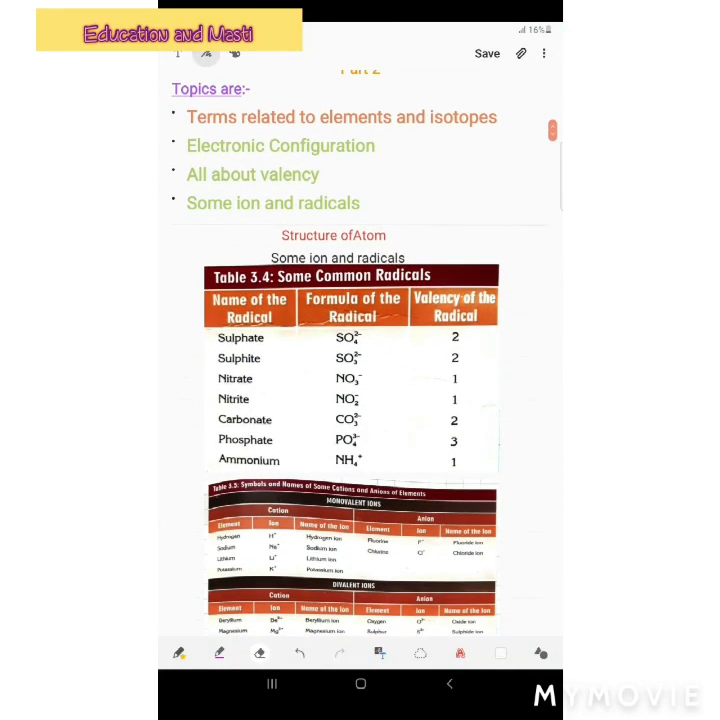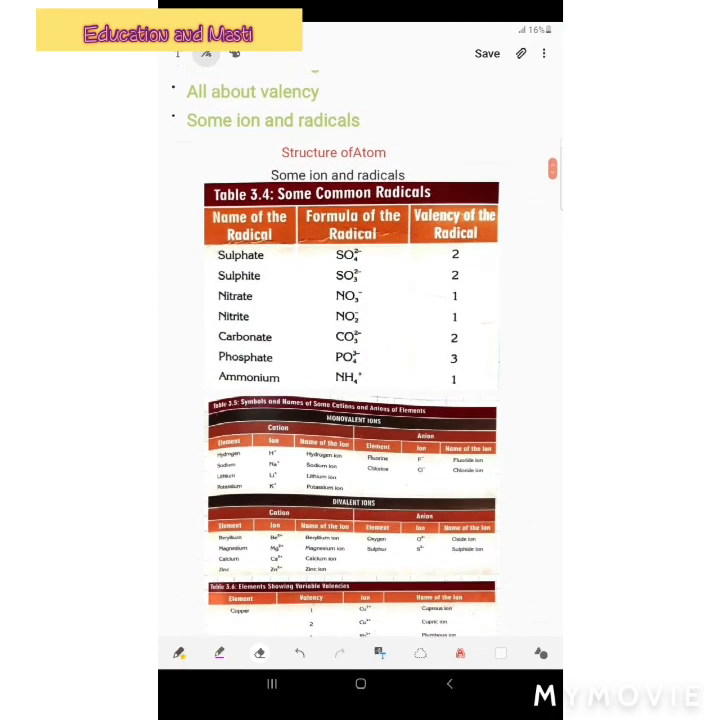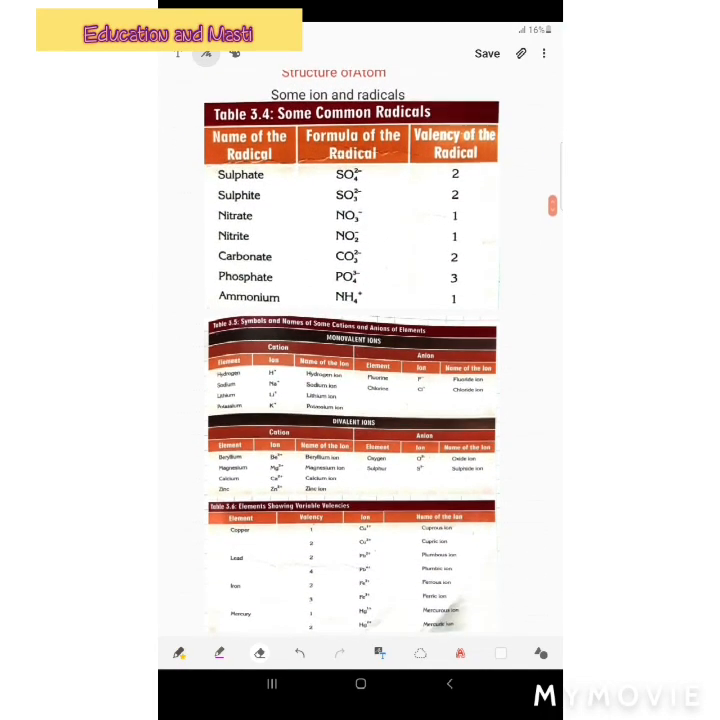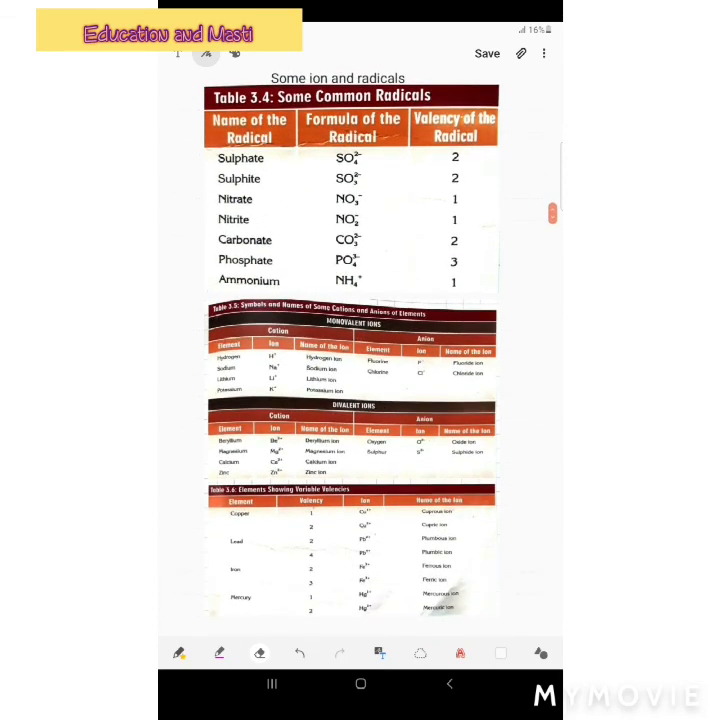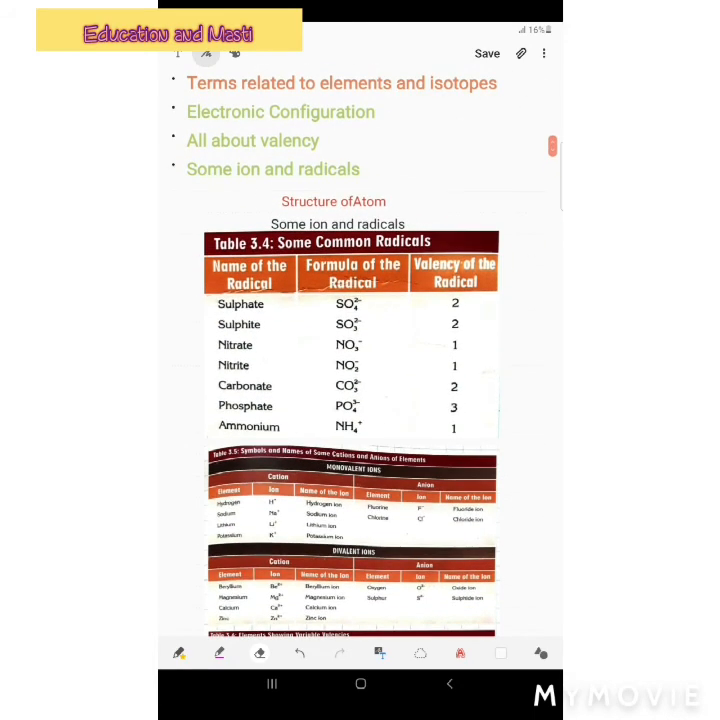Some ions and radicals. Here we will be seeing some common radicals, some monovalent and divalent ions, and some elements that exhibit variable valency. Here we will see an overall view with examples. So let's see some radicals here. We have sulfate, sulfide, nitrate, nitrite, carbonate, phosphate, ammonium. Their valencies and their formulas have been displayed here.